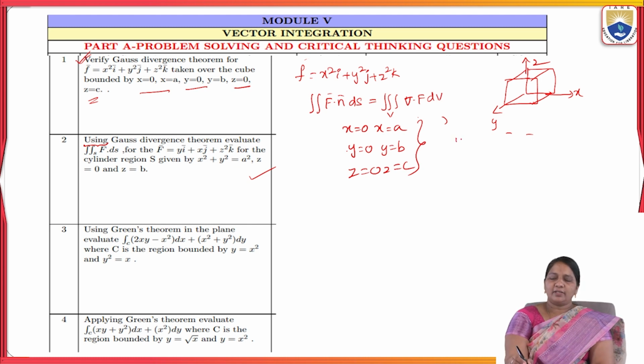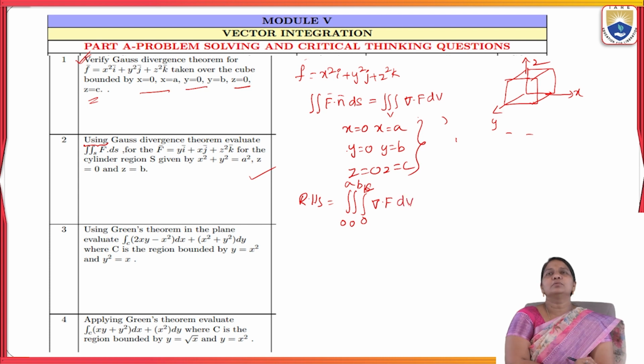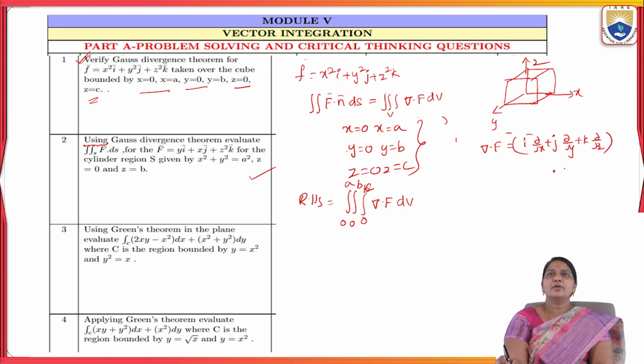So first, calculating the RHS part, RHS equals the triple integral. The x limits are 0 to a, y limits are 0 to b, z limits are 0 to c. Here we should calculate del dot f into dv. So what is del dot f here? Del is i dou by dou x plus j dou by dou y plus k dou by dou z, dot f, where f is x square i plus y square j plus z square k.